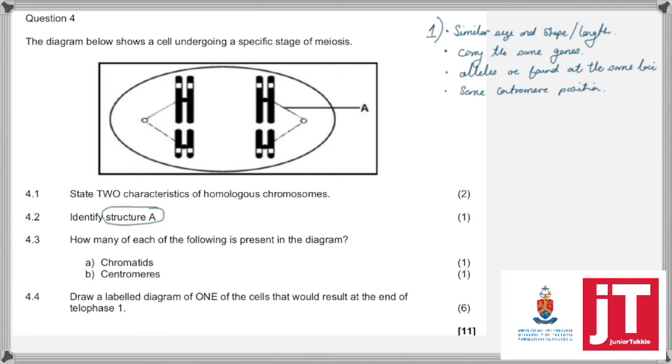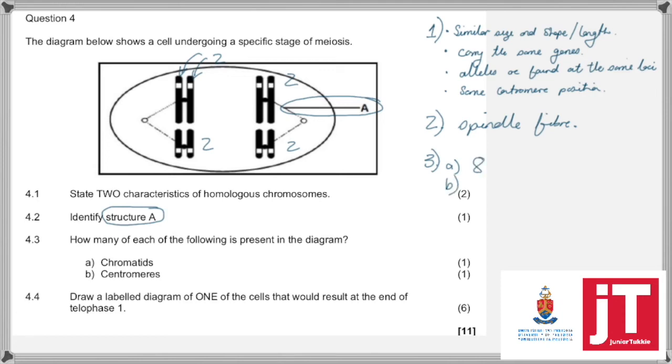If we look at identifying structure A, we did that when we got some context to this image, and we can see that we have spindle fibers here. Question 4.3a says, how many of each of the following is present in the diagram? How many chromatids? If we look at chromatids being joined by a centromere, I have 2 on each one of those replicated chromosomes. Therefore, I'll have 2, 2, 2, and 2. And if we add these all together, we have 8.